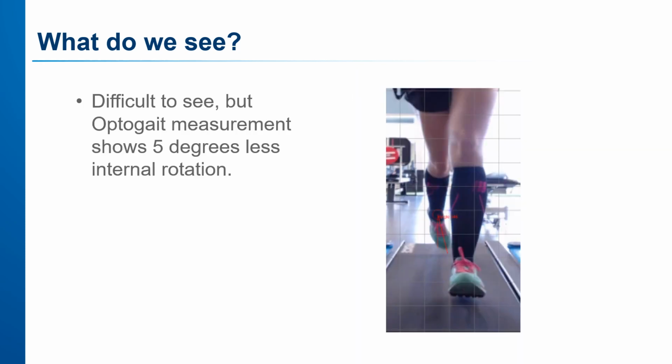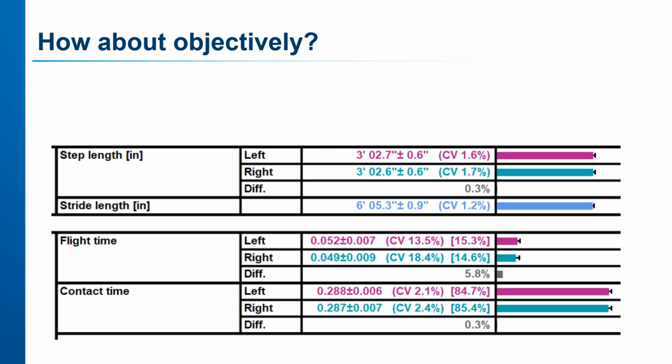In the frontal plane, it's tough for you to make out the numbers, but we actually had about a 5-degree improvement in internal rotation. So still significant amount of internal rotation going on, but I'll take a 5-degree improvement in 1 month time any day. That's pretty good progress. So how about objectively with our Optogait data?